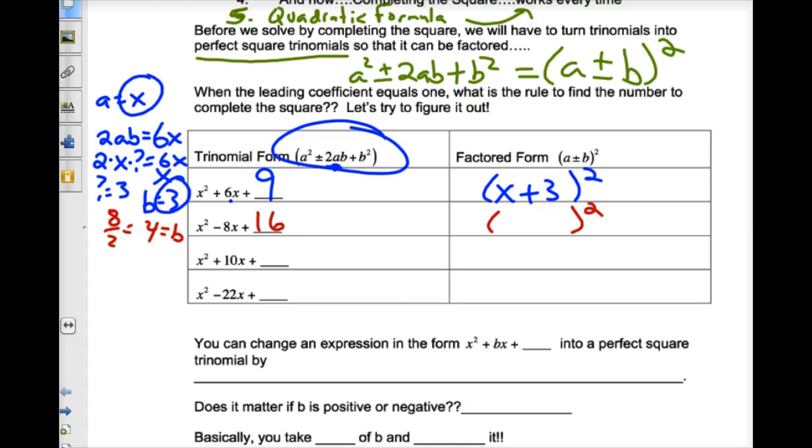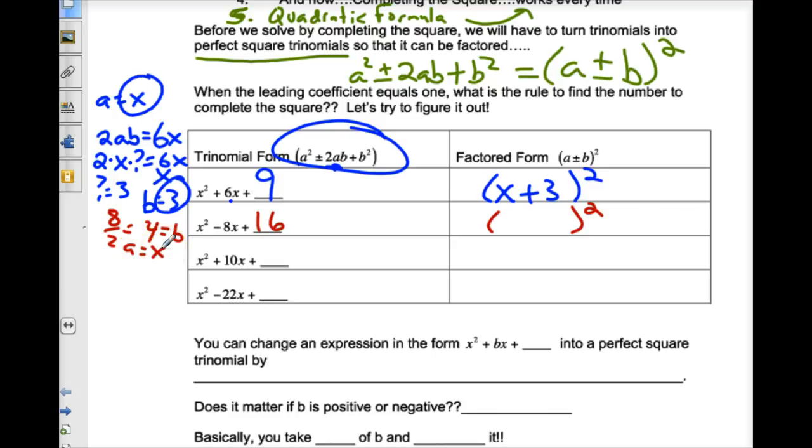All you got to do is know what a and b are in each problem. We know b is 4. It's the square root of 16. A is the square root of x squared. So what's a in this problem? X. Be a little more confident, Natalie. A equals x.